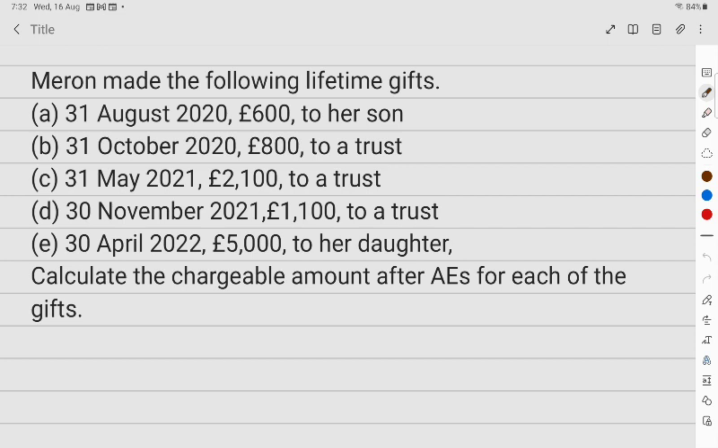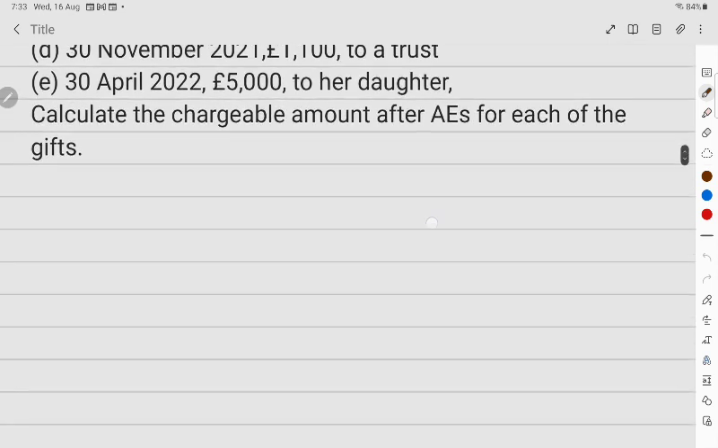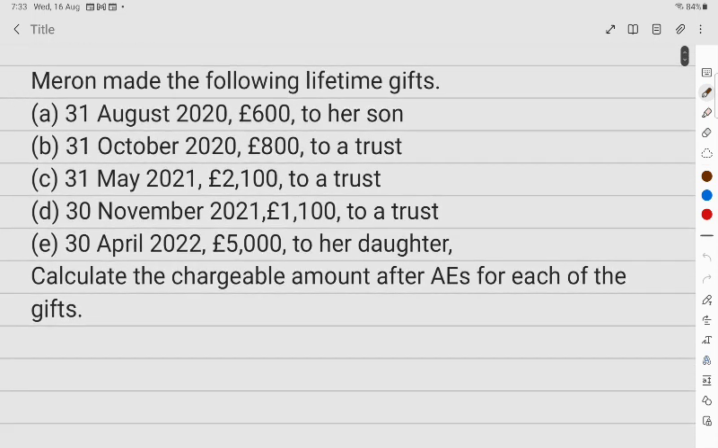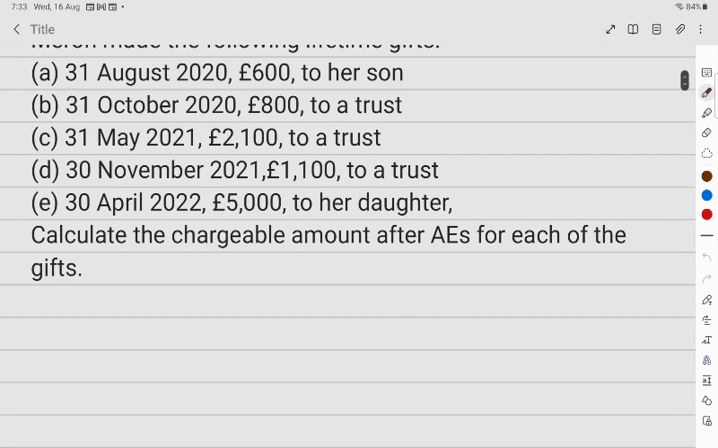Now what is the requirement of the question? Calculate the chargeable amount after annual exempts for each of the gift. So first of all you have to mention whether this gift is a potential exempt transfer or a chargeable lifetime transfer. In case of A, it is a gift that is made on 31st August 2020, 600 to her son. So it is said to be potential exempt transfer.